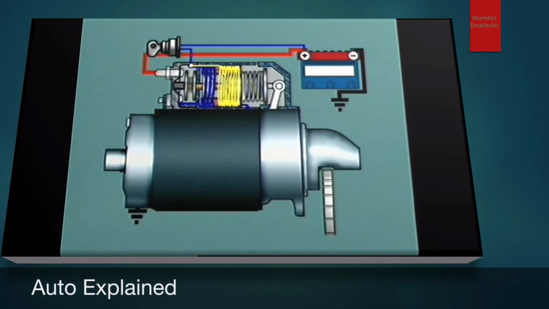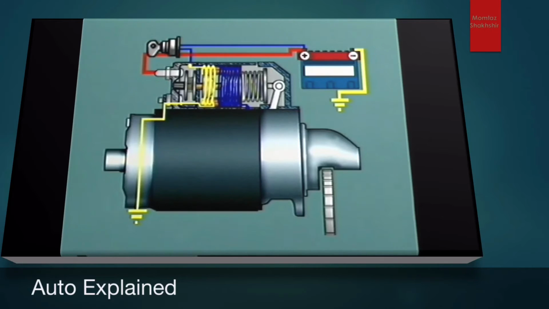The pull-in winding is connected to the main starter terminal leading to the field and armature windings, and its circuit will be completed through the armature to ground on the starter casing and by frame return to the negative battery terminal. The hold-in winding is connected to ground on the starter casing.